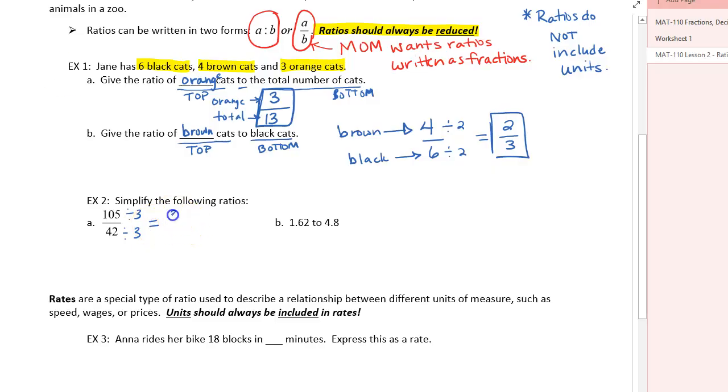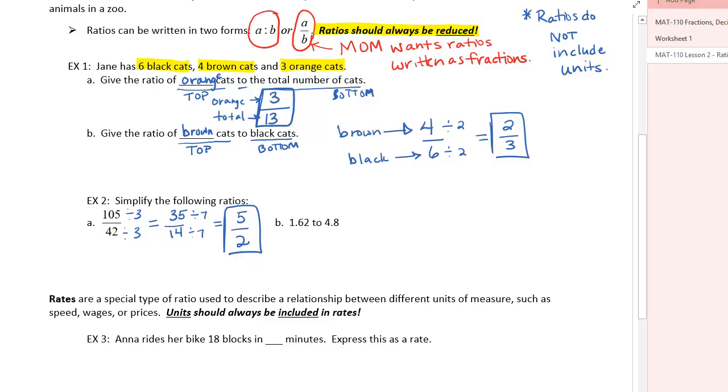So this would give us 35 over 14. And if you know your multiplication facts, those are both divisible by 7. So we can reduce one more time, which gives us 5 to 2.